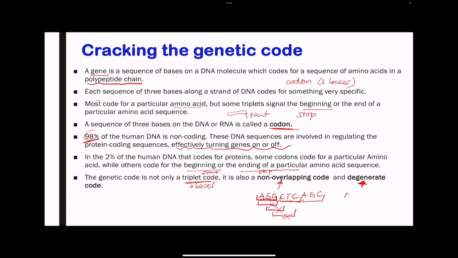For example, again, if I have AGG and CTC, this means that mainly the first 2 bases are the ones that are going to be representative of a specific amino acid that is coded for. So it's like there is more information than actually required within the genetic code. That means degeneracy.